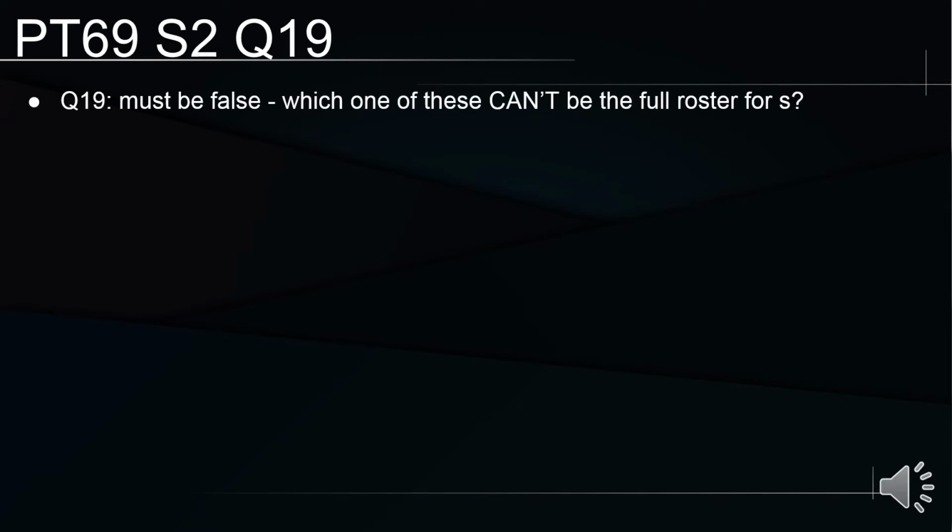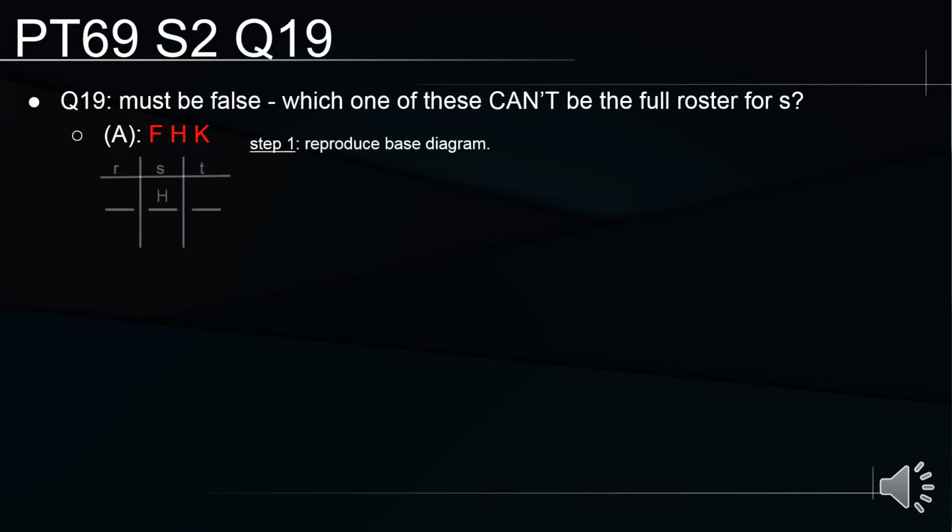So again, question number 19 is a must be false. Which one of these can't be the full roster for S? Answer choice A suggests that the pair FHK might be a full roster for S. We're going to see if this works. If it works, we're going to eliminate it because we've just shown that it can be the full roster. But if we luck out and FHK doesn't work for some reason, then we will be able to pick answer choice A. Either way, I have no clue going into it, so let's just get through it here. The first step is to reproduce the base diagram, which I will do like so.